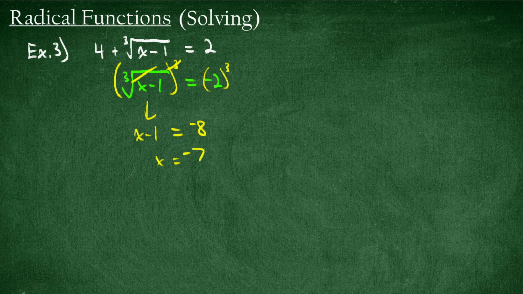Now, before I say this is correct, let's go ahead and check this. It should work because with these odd indices, we really shouldn't end up with extraneous solutions because there's no restrictions there.